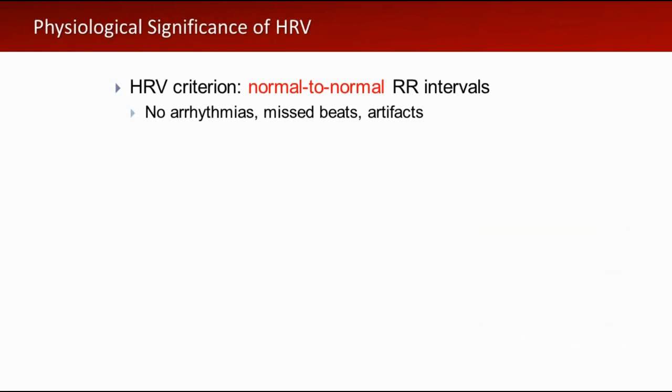So when talking about heart rate variability and looking at ECG waveforms, which we'll get to in a second, there's really one criterion that has to be considered when doing this analysis, and that's the inclusion of only normal to normal RR intervals, which means you can't have arrhythmias, missed beats, artifacts, noise, anything like that. And when I talk about heart rate variability, there are several mathematical parameters you can derive. So let's talk about what those parameters are first.